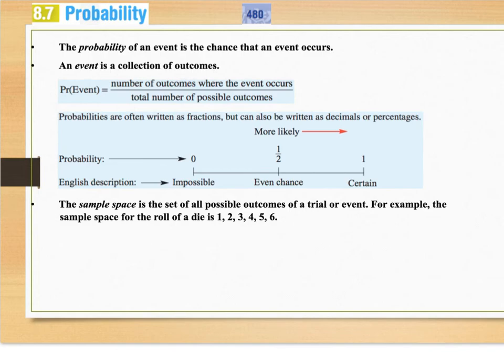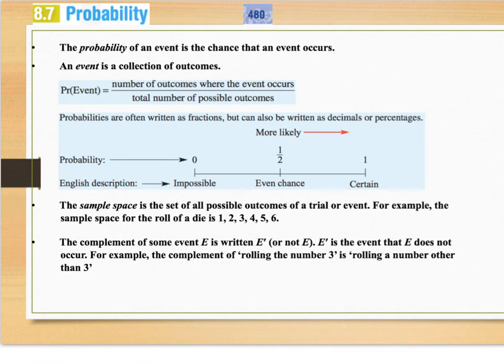Sample space. When we talk about sample space, it's the set of all possible outcomes of a trial or an event. For example, if the event is throwing a dice, the sample space for this roll of the die is all the possible outcomes. So that can be a 1, 2, 3, 4, 5, or 6.